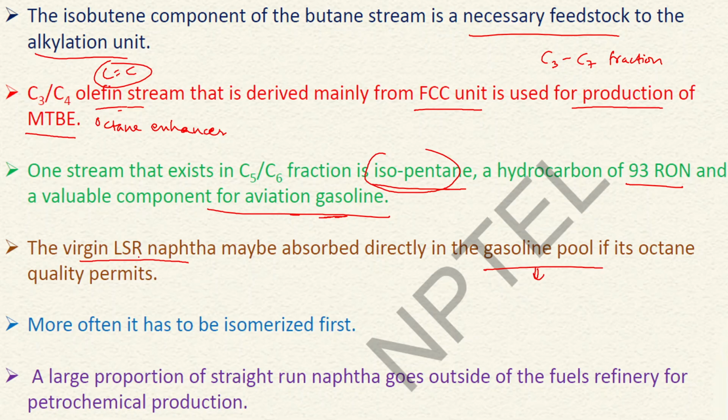So the light straight run naphtha is sometimes added directly into the gasoline pool, and sometimes it is isomerized. Gasoline, as we know, should have a good octane number. So for a good octane number, the main components should be aromatics and isoparaffins. But this light straight run naphtha may consist of large amounts of N paraffins, which are not desirable in gasoline for a good octane number. So the light straight run naphtha is sometimes isomerized to convert these N paraffins to isoparaffins so that it may not affect the octane number of the gasoline pool. Okay.